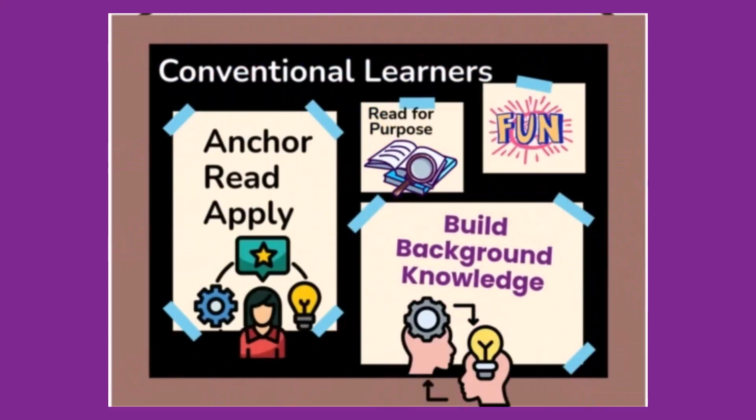Conventional learners are ready to read for a purpose. Use the anchor, read, apply strategy. Build background knowledge by talking about the book and setting a purpose for reading. Then read the text straight through. Afterwards, do something with the information learned in the book to strengthen comprehension. Complete a story map or a writing project. Don't forget to have fun, too.